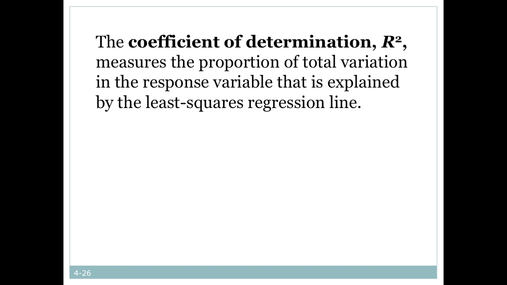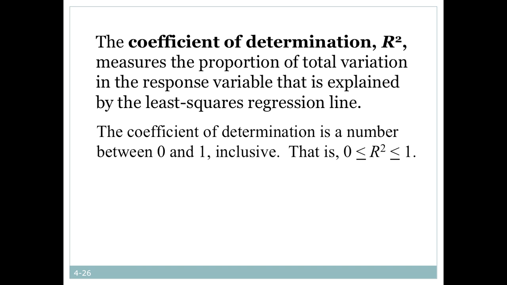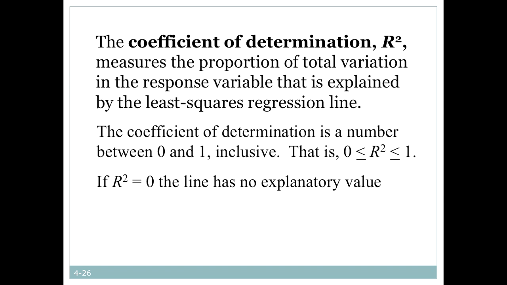All right, now the last section is section 4.3, which talks about the coefficient of determination. The coefficient of determination, also called r squared, measures the proportion of the total variation in the response variable that's actually explained by your least squares regression line. It's a number between 0 and 1 inclusive, so 0 is less than or equal to r squared, which is less than or equal to 1.